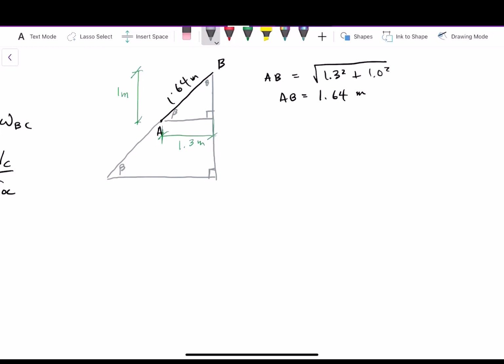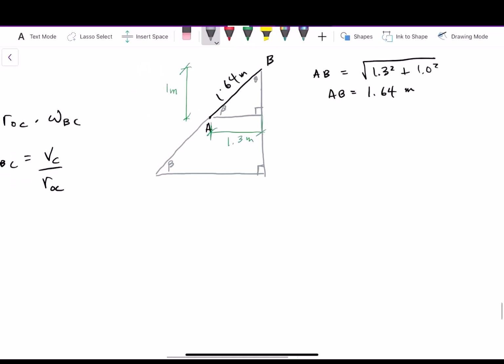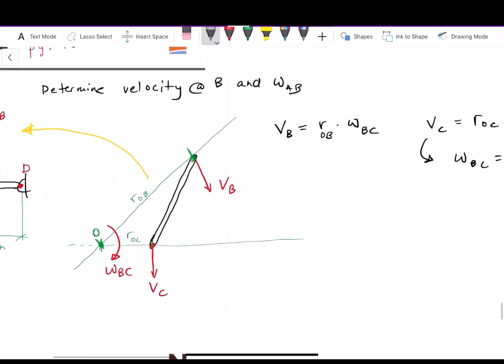So if we know that the bottom distance of the smaller triangle is 1.3 meters, then we should be easily able to calculate the distance of the bottom triangle, which in turn would help us solve, if we follow this here, solve for ROC, because we already have this distance right here. So if we know what the total length is, then we just need to subtract the two, right?